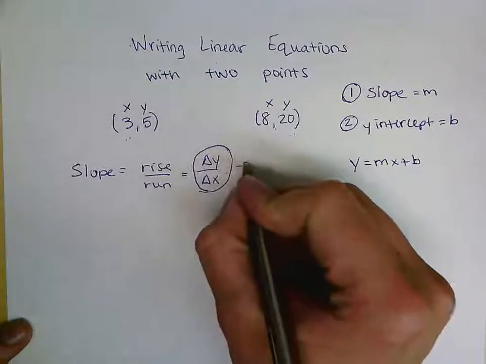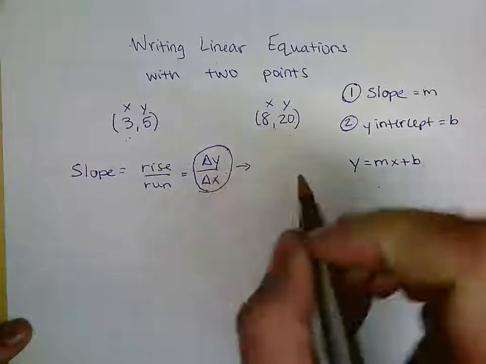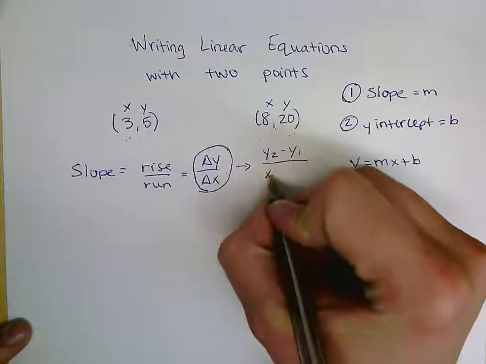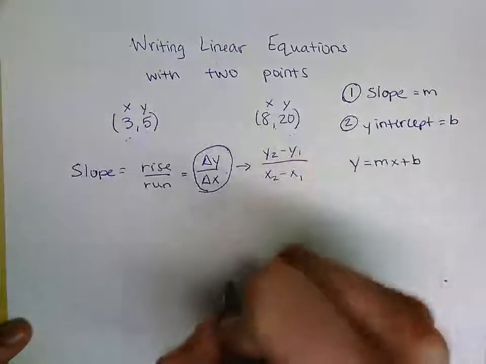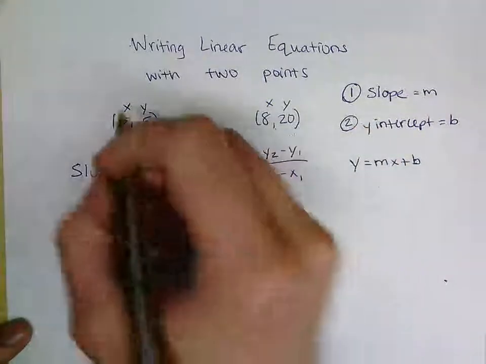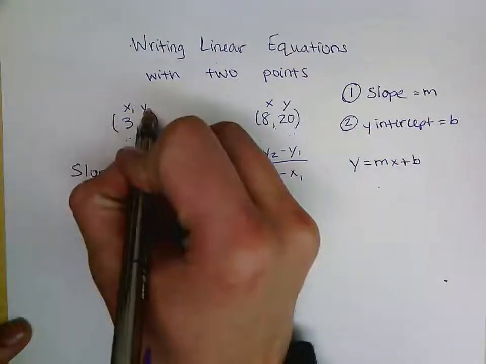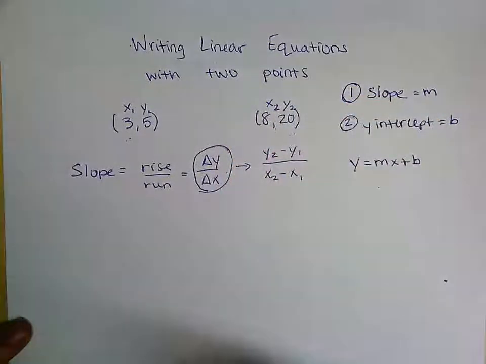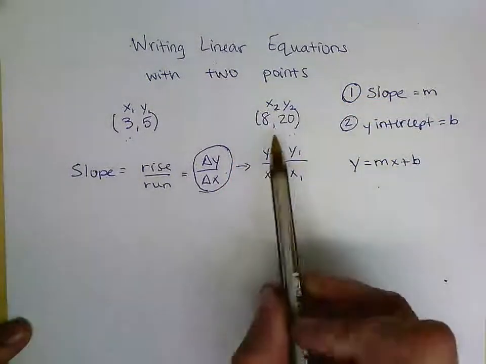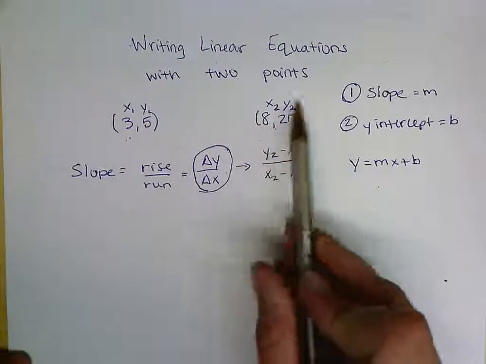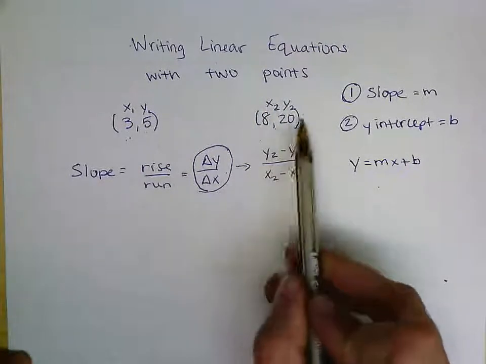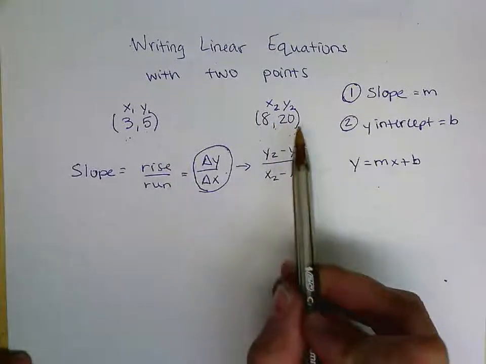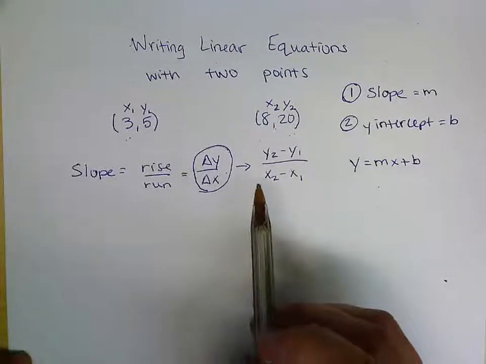I can also take this change in y over change in x and write it as y2 minus y1 over x2 minus x1. In this case, my first point would have x1 and y1, and my point 2 would have x2 and y2. This is why I've decided to make this x2, y2 my second point: I'm going to subtract, and I would rather subtract small numbers from big numbers to avoid negatives if possible.